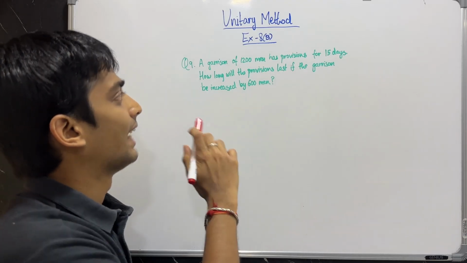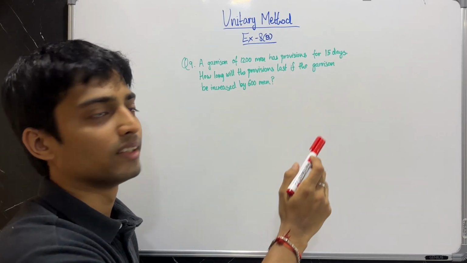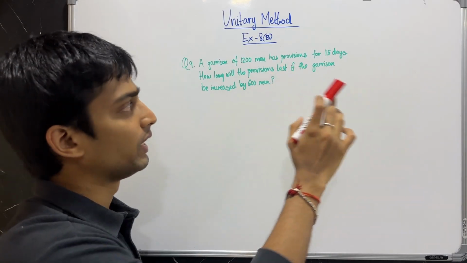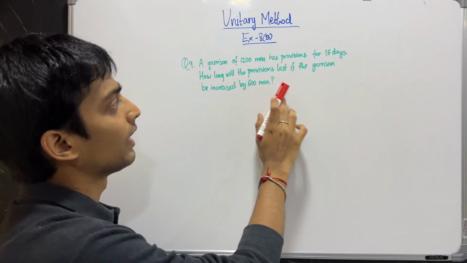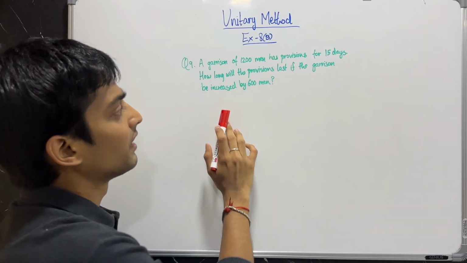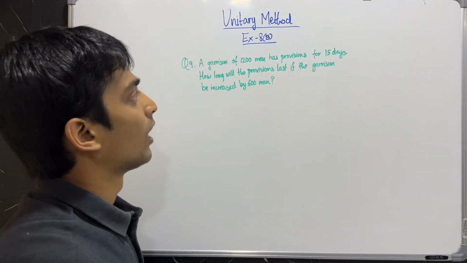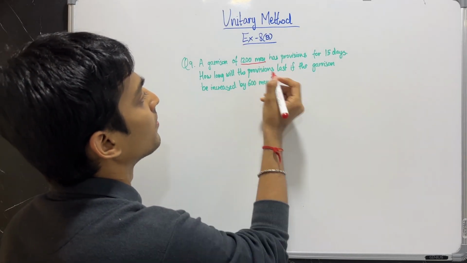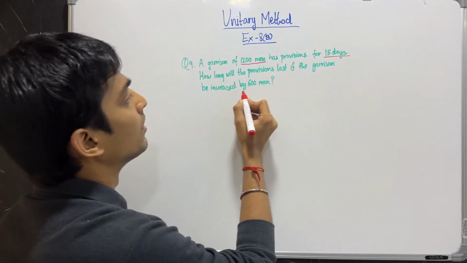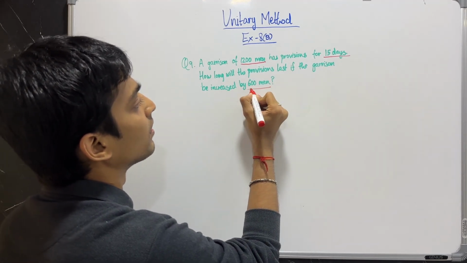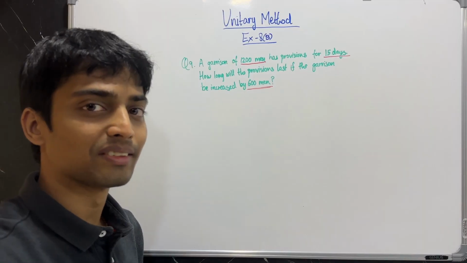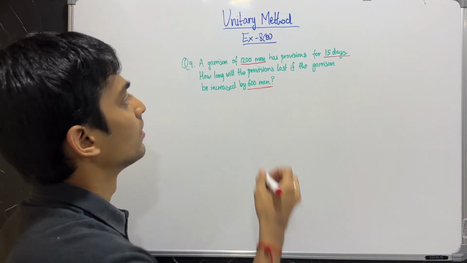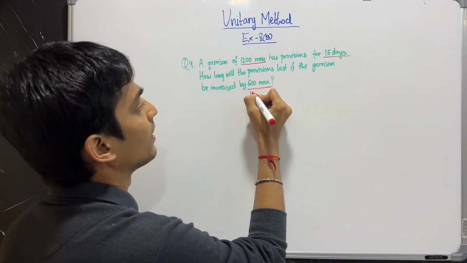Question 9. A garrison of 1200 men has provisions for 15 days. Garrison means group of people. 1200 men has food for 15 days. How long will the food last if the group is increased by 600 men? Now let's see, we have 1200 men for 15 days and increased by 600 men, so the total men would be 1200 plus 600, which is 1800 men.